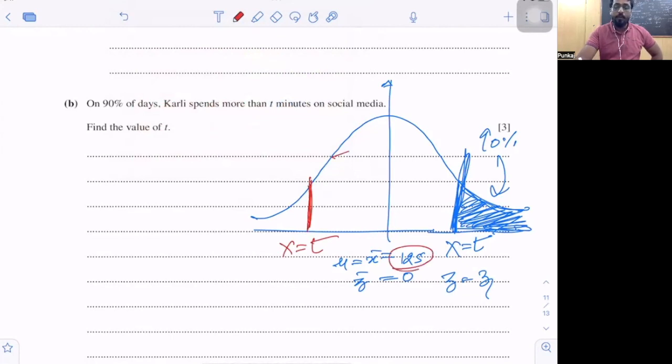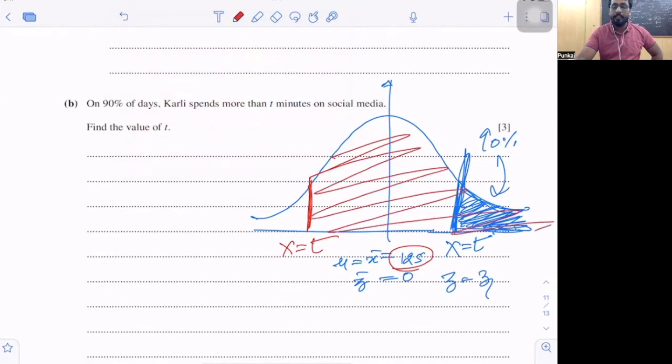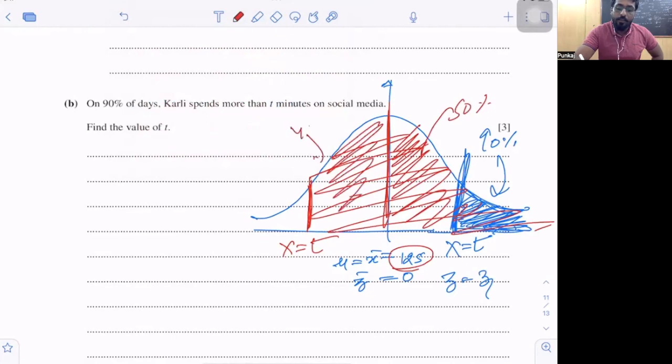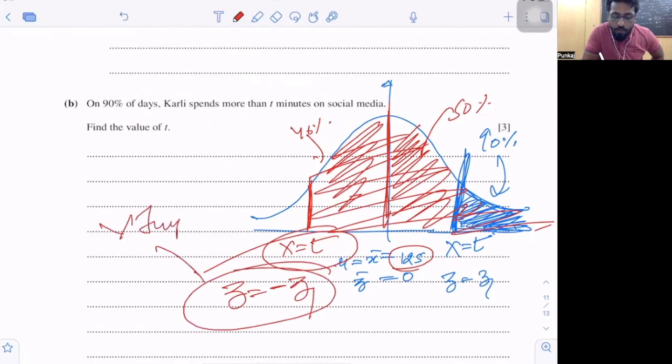And now if I ask you this region, this entire region, can this region be 90%? So up to this part, I know this region is 50%, this region is 50%, and the remaining region needs to be 40%. So you can now clearly understand that the value of t is definitely less than 125. And if the value of t is less than 125, the value of z is going to be negative. Very important, students, that the value of z is going to be negative. So you want to clearly understand when z is positive and when z is negative.